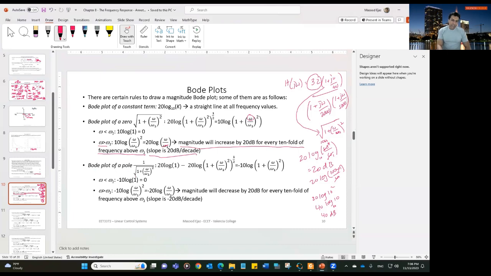If a Bode plot has a pole, this was a zero; this is a pole, 1 over. So, for example, this is a pole: 1 over the square root of 1 plus omega over 2000 squared. And you take the log of this term, so 20 log to the base 10 of this term. That's going to be 20 log 10 of 1 minus 20 log 10 of the denominator.